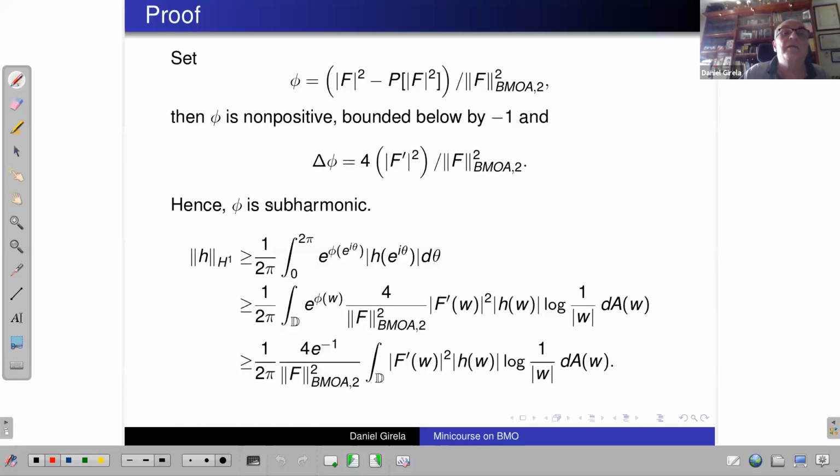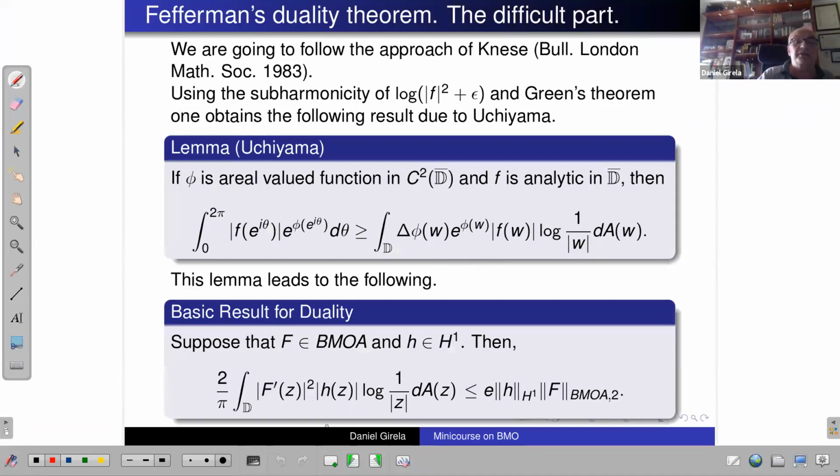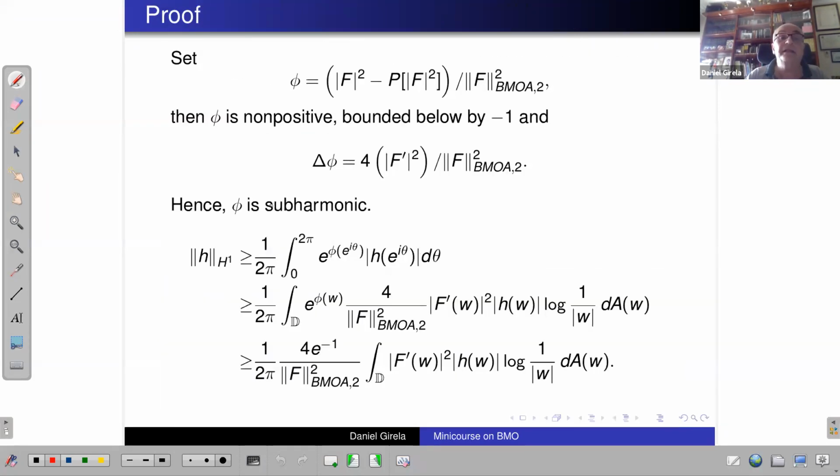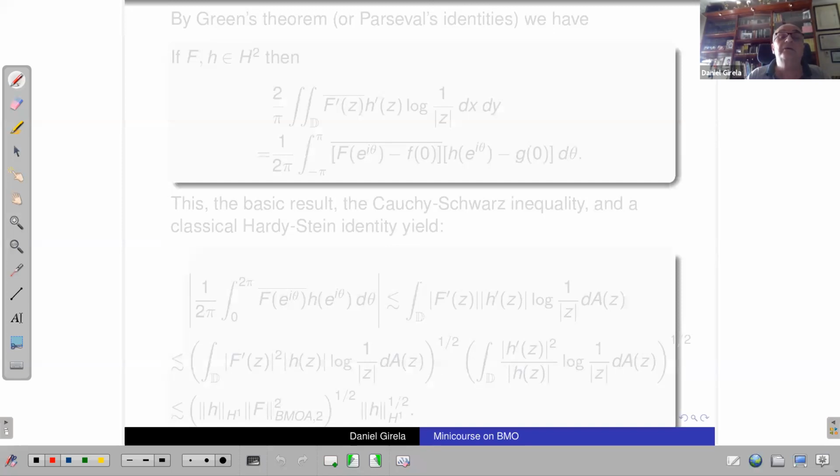Okay, so this is the lemma that we prove. The basic result: the integral of mod f prime squared times the absolute value of h times this log is bounded by the H1 norm of h times the BMO norm of f. This is the basic result. And then let's see how we obtain the duality.